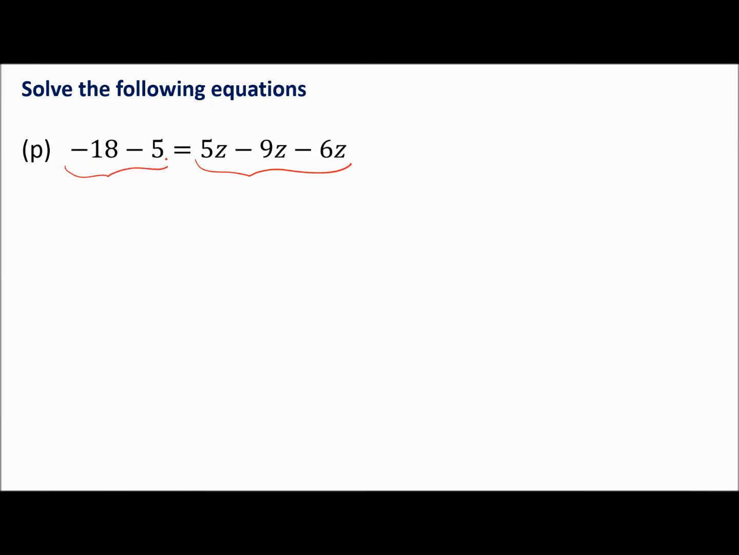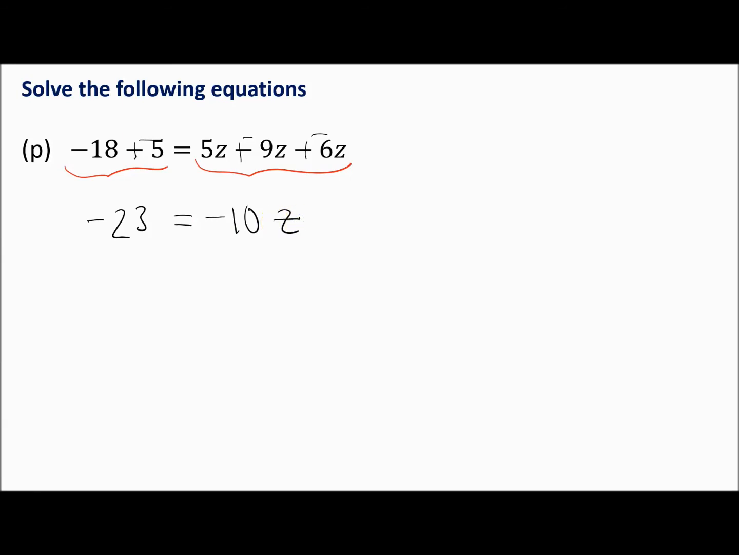So first of all, what's negative 18 minus 5? If you're having trouble with your signed numbers, remember you keep your first one, you change subtraction to addition, and you change the sign of the next number. So negative 18 plus a negative 5 is negative 23 equals. On this side, I've got 5z minus 9z, or plus a negative 9z, which is negative 4z, plus a negative 6z, which is negative 10z.